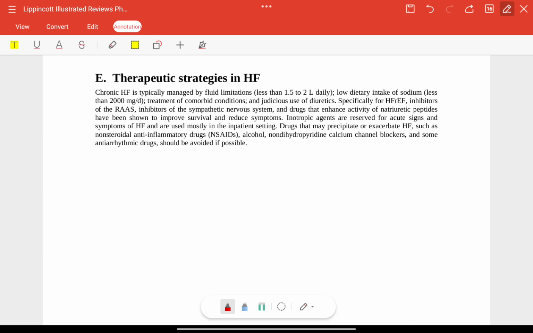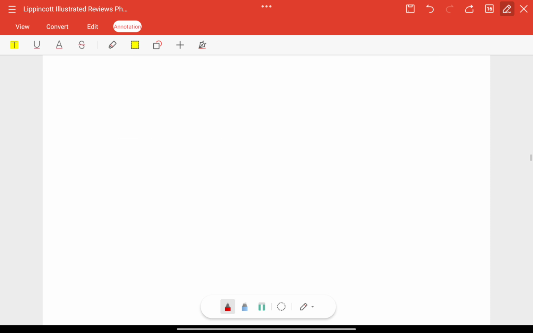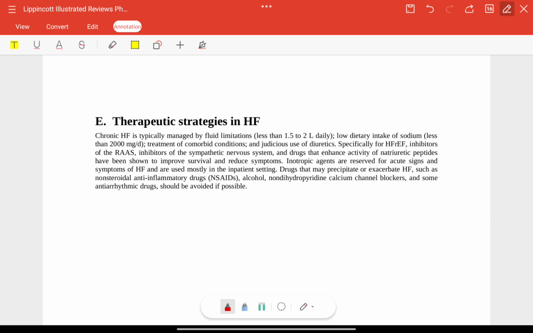Therapeutic strategies. Now, chronic heart failure is managed by fluid limitations, low dietary sodium intake, treatment of comorbid conditions, and use of diuretics.